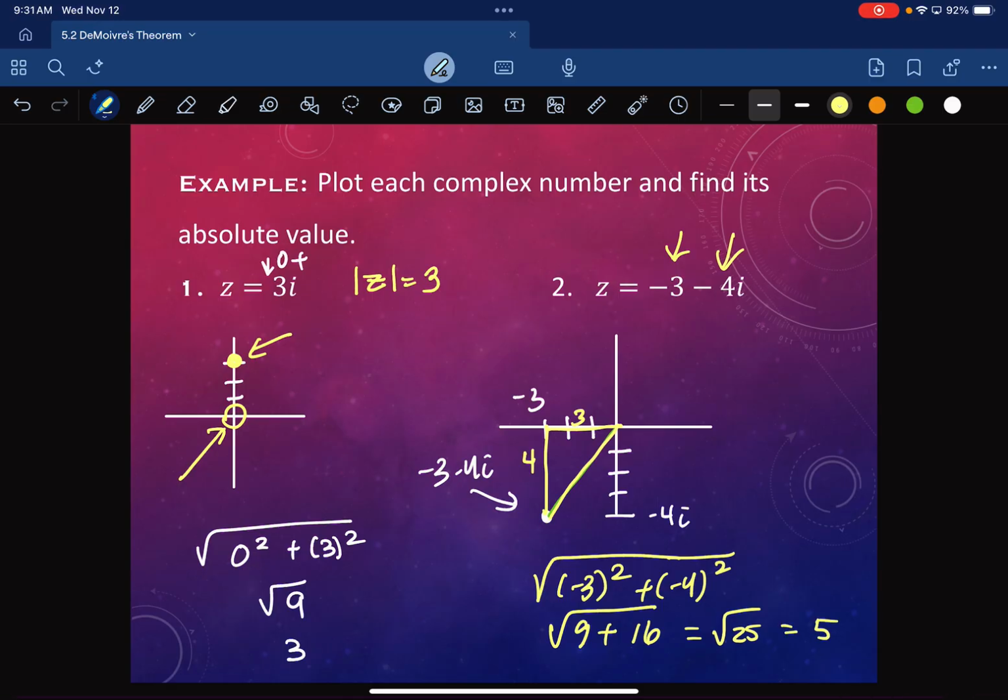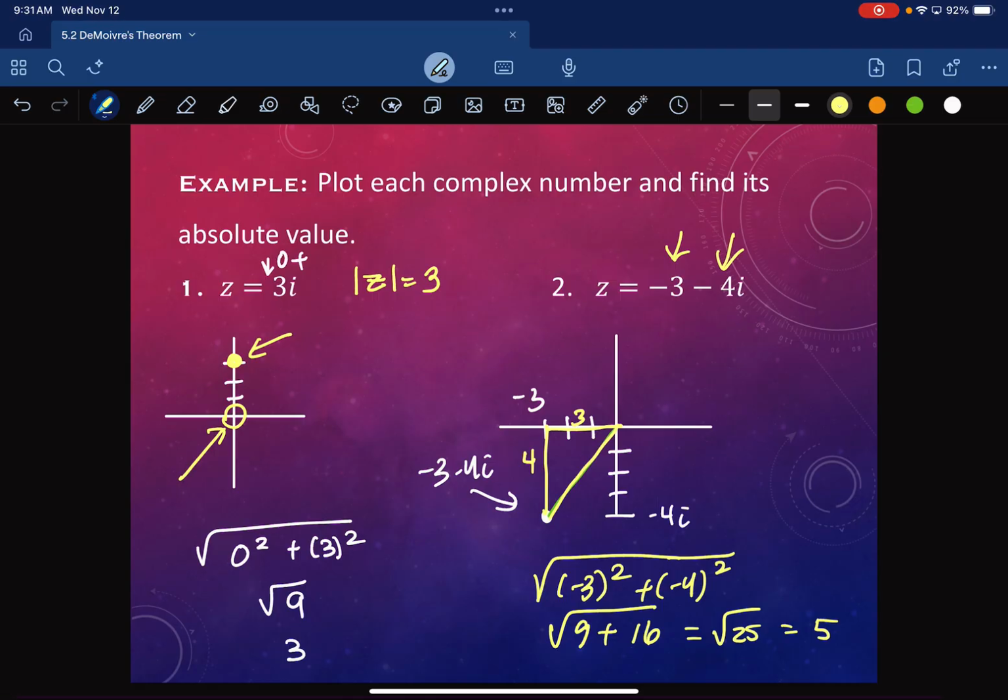Now, does the absolute value have to be a whole number? Of course not. It could be a radical form. That's fine. But notice it is always going to be positive. Distances, right? So we've calculated absolute values are always positive. And this calculation is always going to be positive because I've got the principal square root of positive things that are added underneath the radical. Okay? So we end up getting 5.